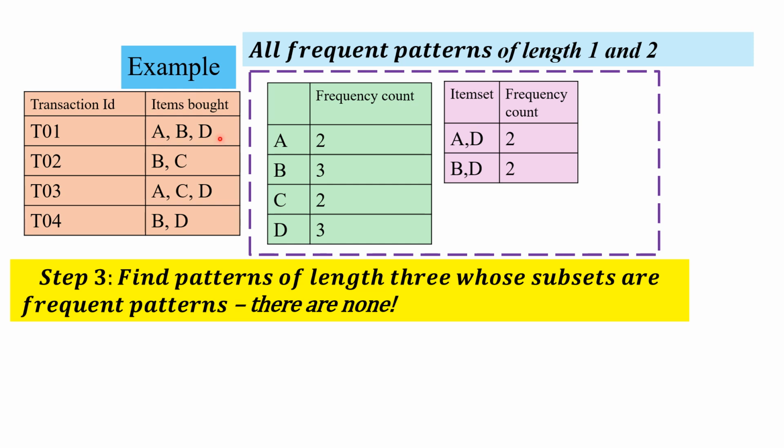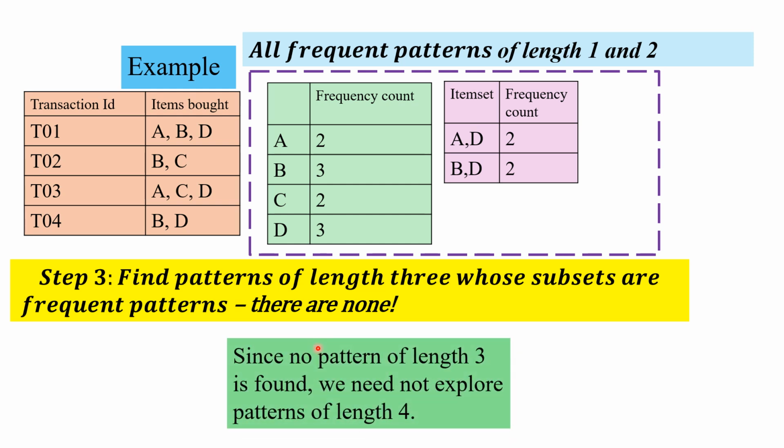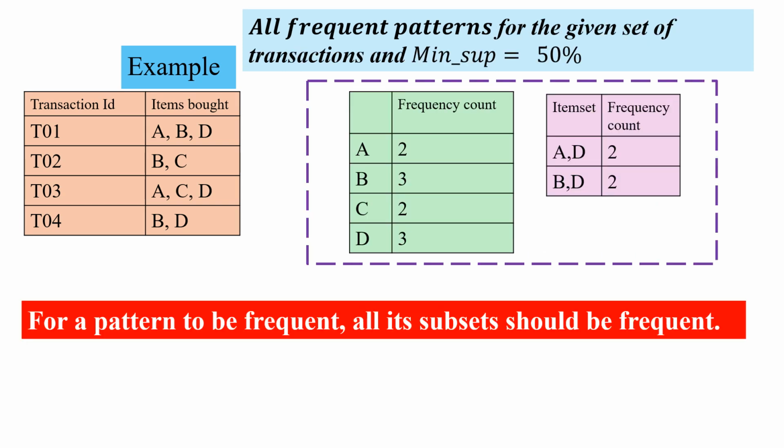When we look at ABD, its 2 subsets AD and BD are frequent, but the subset AB is not. So we cannot consider that. And ACD, of course, cannot also be considered. So we see that we cannot find patterns of length 3 whose subsets are all frequent patterns. So since no pattern of length 3 is found, we need not explore patterns of length 4. So in our example, all the frequent patterns which could be found were of length 1 and length 2.